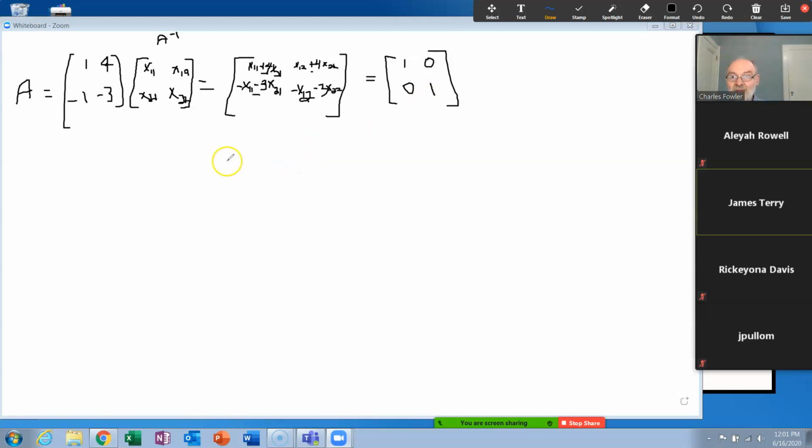So let's write those down. The first one would be x sub 1,1 plus 4 x sub 2-1 has to equal 1, right? This entry equals that entry. Next entry here would be x sub 1-2 plus 4x sub 2-2.